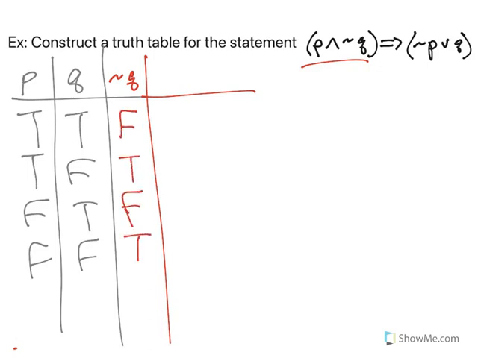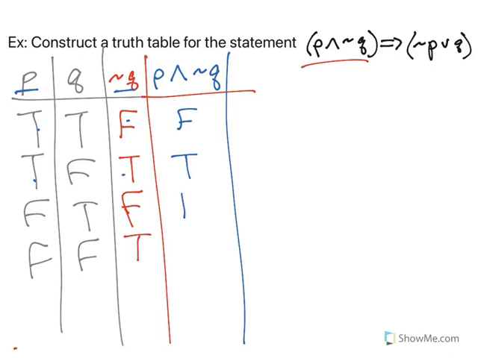Now I'm ready to do P and not Q. So remember that the and statement, the conjunction, means that both need to be true. So when I'm looking at P and not Q, they both have to be true for this to be true. So I'm looking at true, false. Well, they're not both true. True, true. Yep. False, false. No. False, true. No. So my line is false, true, false, false. And that's the first one.